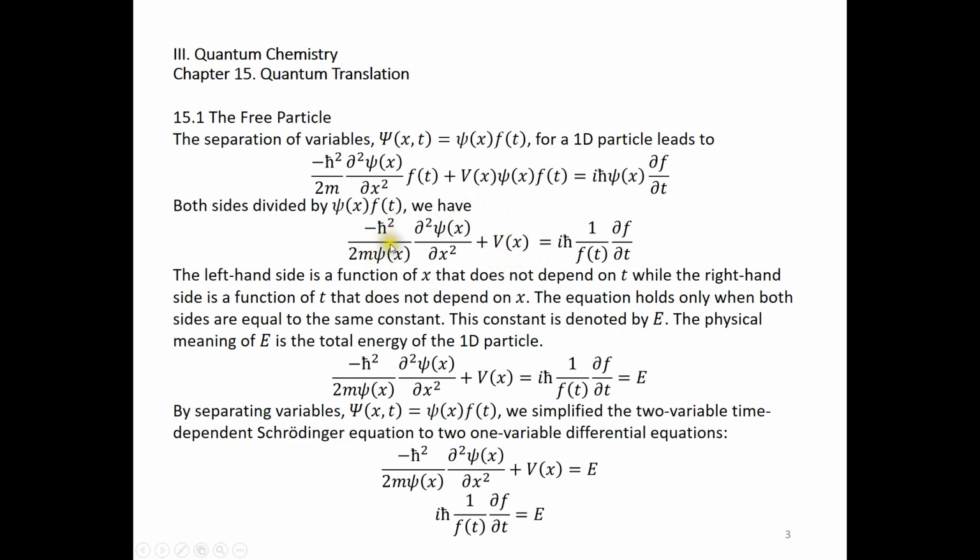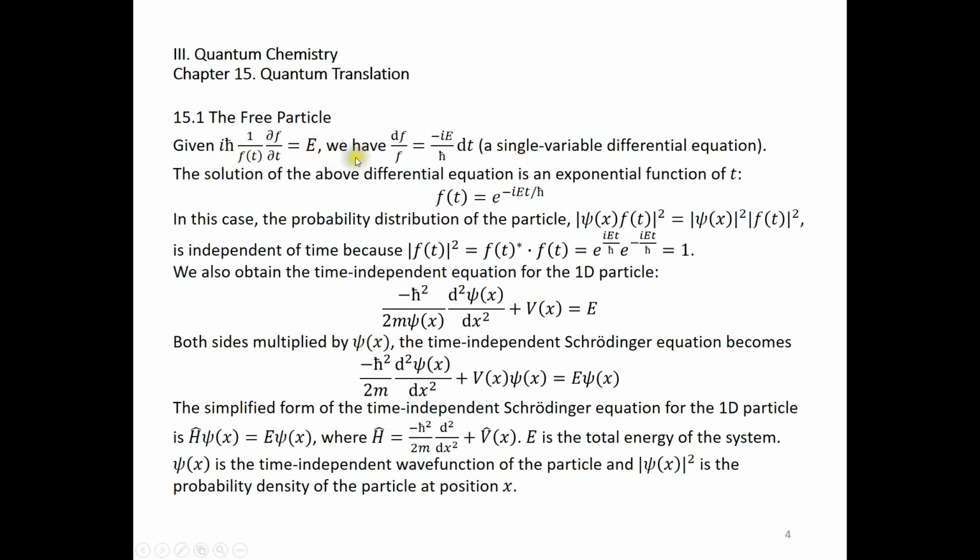Again, the left side does not depend on t, the right side does not depend on x, and they are equal. Therefore, both sides are independent of t and x. Now we're going to say the left side equals the right side equals E, and E has a physical meaning. It's the total energy of the system. And now we actually have two differential equations. This function of x is equal to E, and this function of t is equal to E. So we write out these two equations here and here.